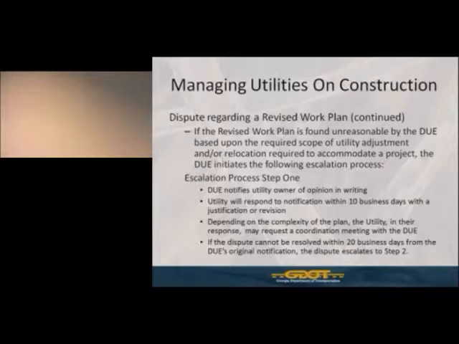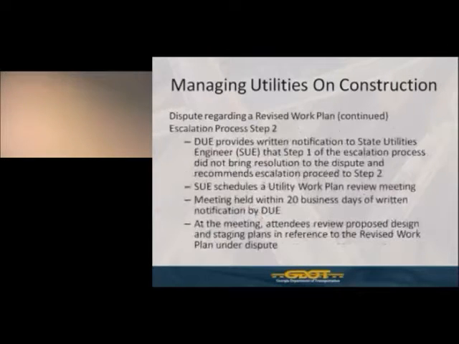Depending on the complexity of the plan, the utility may request an additional coordination meeting with the district utility engineer to further explain their concerns. If we still cannot come to resolution at this point in time, within 20 days, then it will escalate to step 2. This essentially follows the same process as the work plan in the pre-construction phase as it does on the construction phase with the revised work plan.